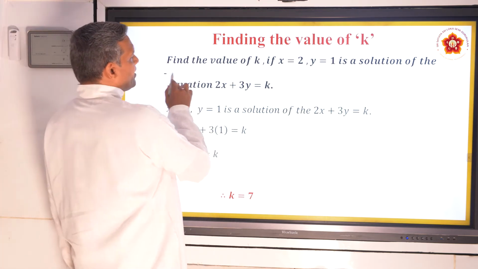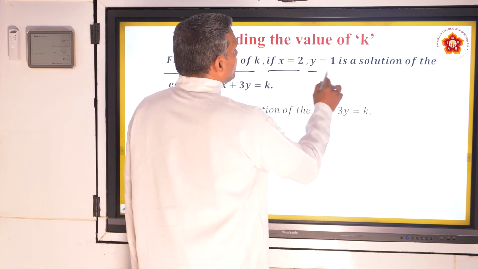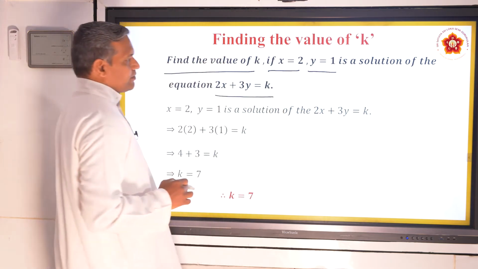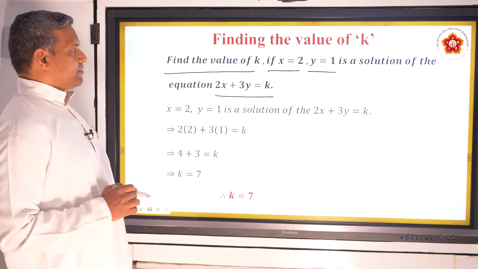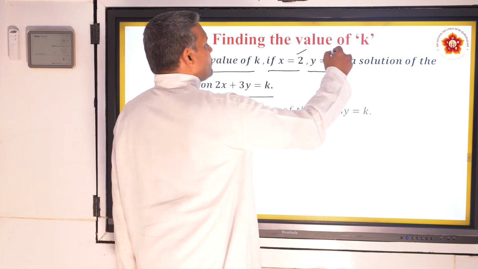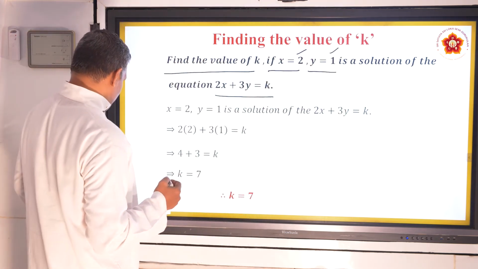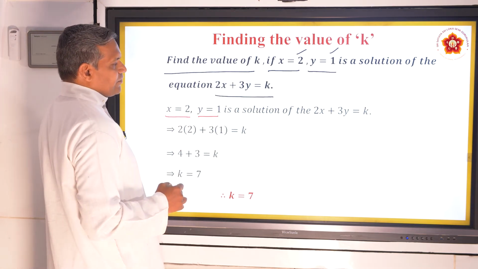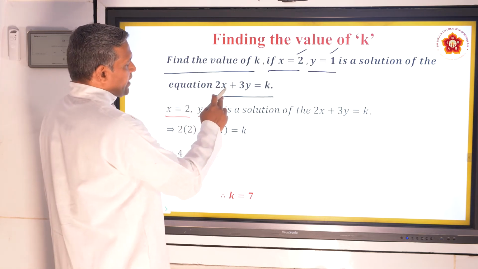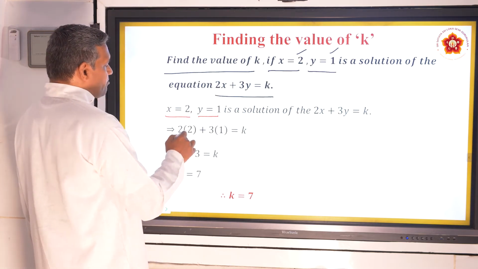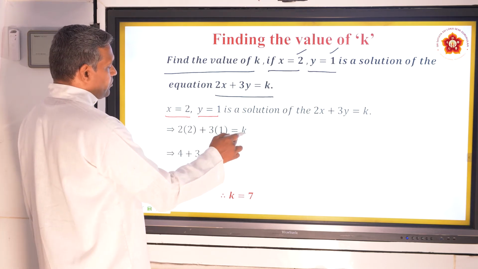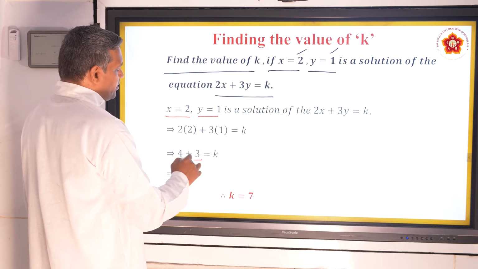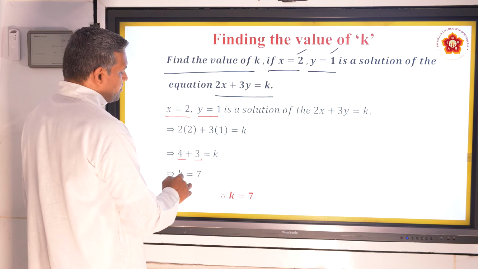So find the value of k if x is equal to 2, y is equal to 1 is a solution of the equation 2x plus 3y is equal to k. So it's already a solution. x value is given, y value is also given. Changing the color of the pen. Okay. Now x is equal to 2 and y is equal to 1, right? Now I substitute in the given equation. 2 into x, in the x place I substitute 2, in the y place substitute 1. That is equal to k. What is 2 twos? 4. What is 3 ones? 3. 4 plus 3 is k. So k is equal to 7.